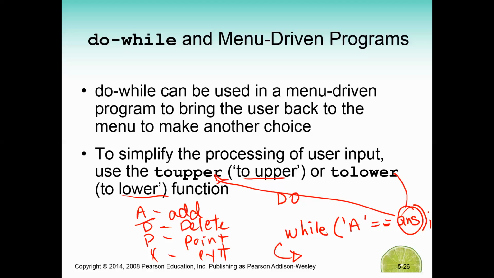Here it is, toUpper, which means change it to an uppercase or change it to a lowercase. The only thing that I need to do is use this function. Remember, when it's a function, we use the name toUpper, and then in parentheses, the variable that we want to change. In this case, it will be ans. So regardless of what the user gives me, this is always going to be changed to an uppercase A. And now I can make a better comparison.